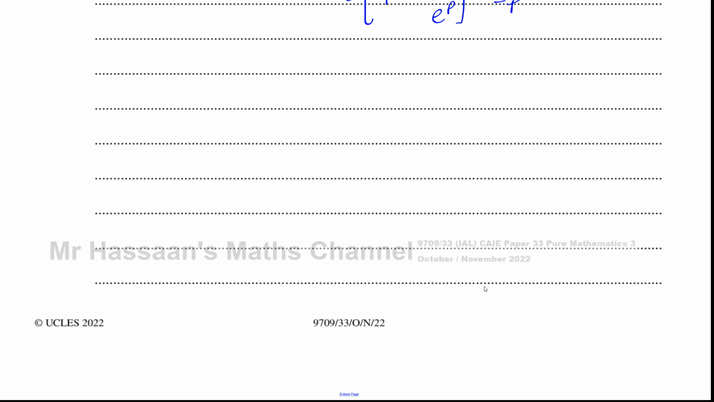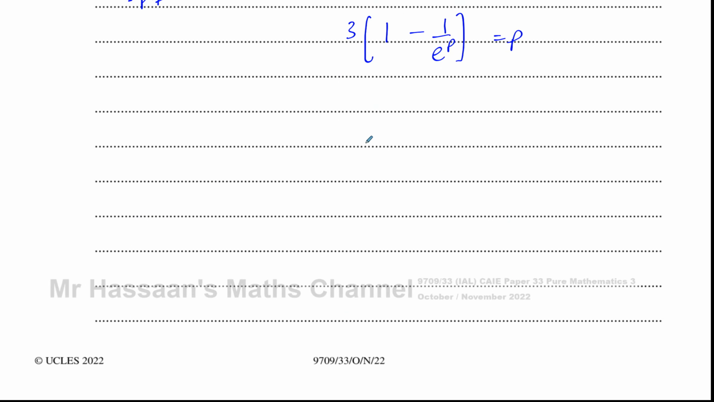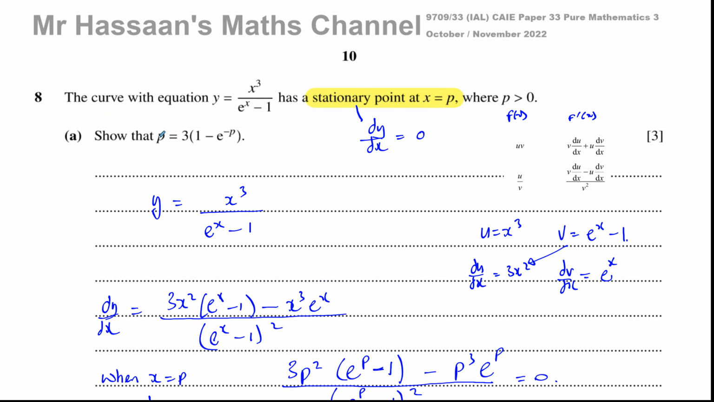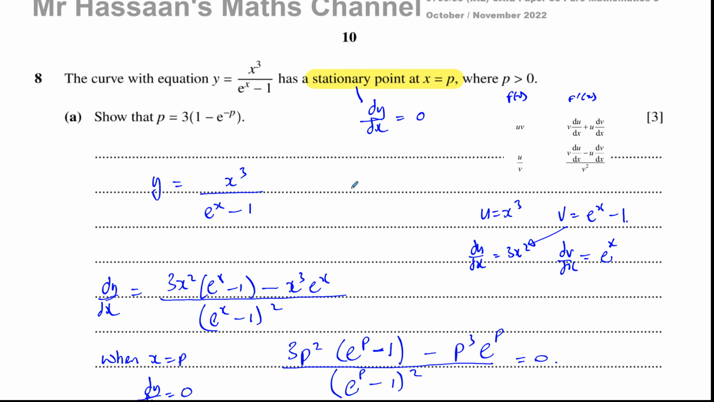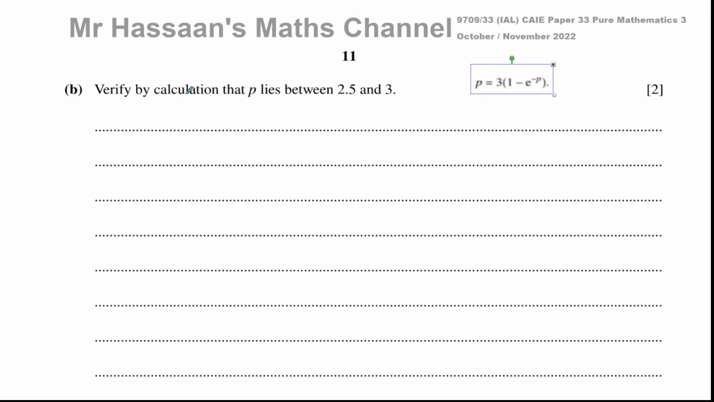So now I can say that finally p is equal to 3 times 1 minus, and you can write this on top with a negative power, e to the power of negative p. And that's exactly what we had to show. So there's the answer to part A. Part A is basically about differentiation and what's called the product rule. Now part B is related to numerical methods and iteration, so I'm going to go through that now.